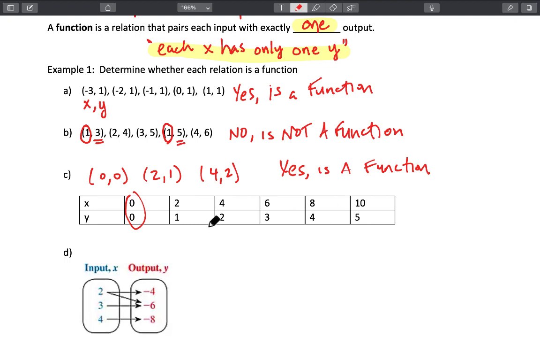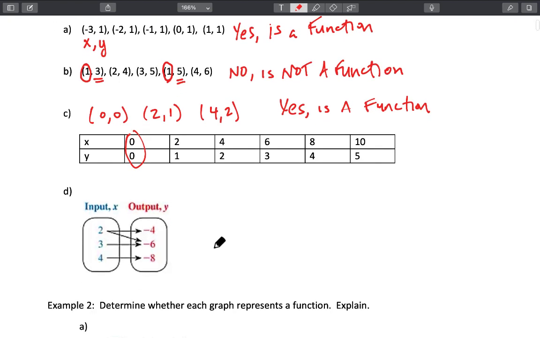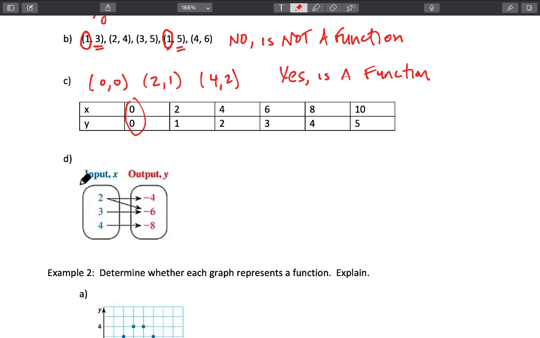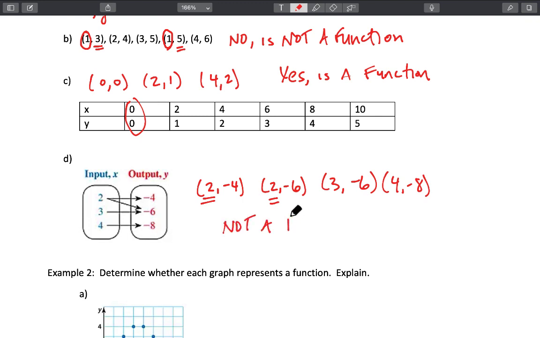All right, let's check the next set of inputs and outputs. And again, this is just another way to list similar information. So these ordered pairs would be 2, -4. And then you have another arrow, 2, -6, 3, -6, and then 4, -8. So as we write out these relations, you can see that there is a repeated x value. And because there's a repeated x value, there is one input that has two outputs. So we're going to say nope, not a function.